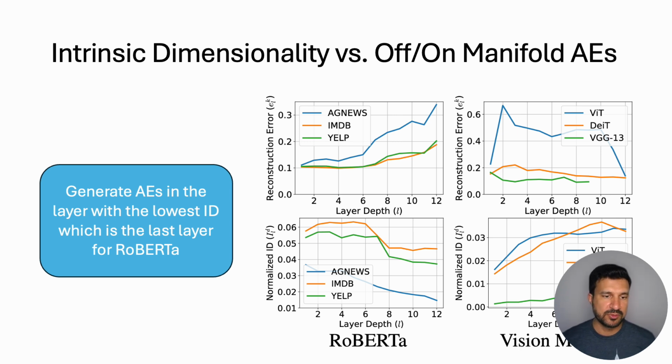So in other words, how can we increase the robustness of adversarial training? We can generate adversarial examples in the layer with the lowest intrinsic dimensionality, which is the last layer in RoBERTa. So we don't have to use conventional adversarial training at the first layer; in RoBERTa and other encoder-based language models where we have this trend, we can go to the last layer.